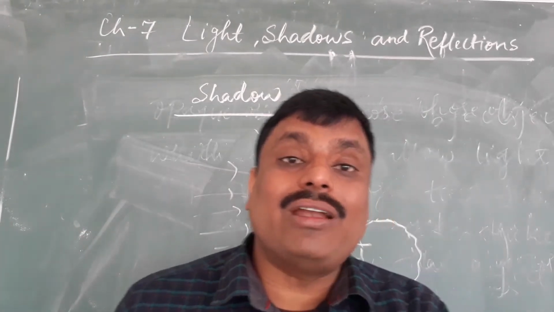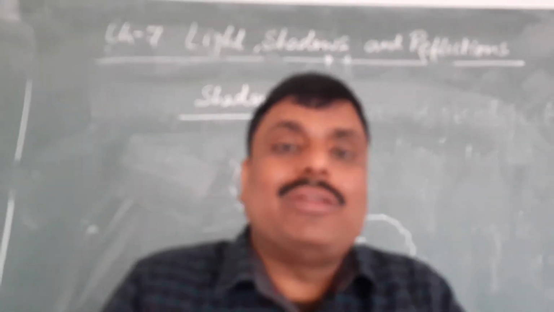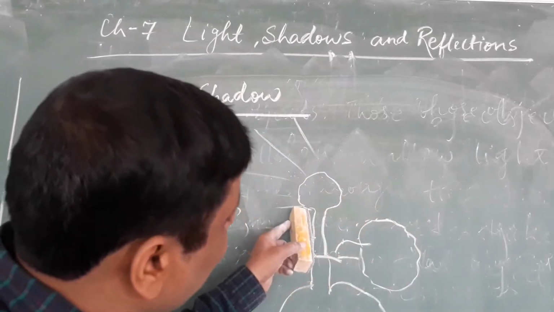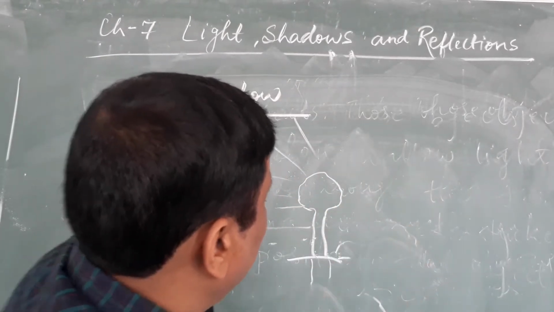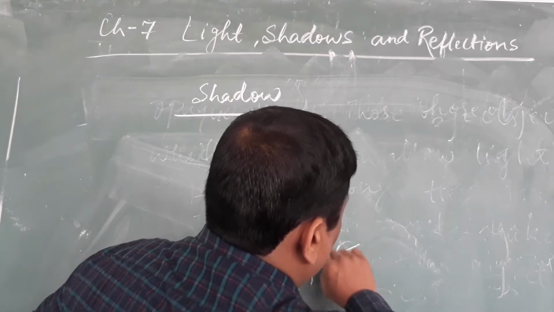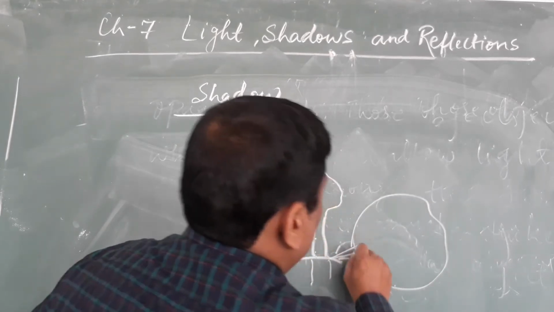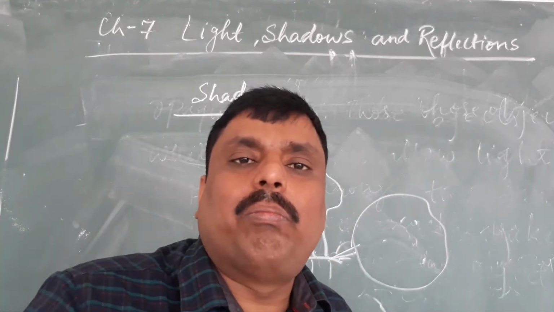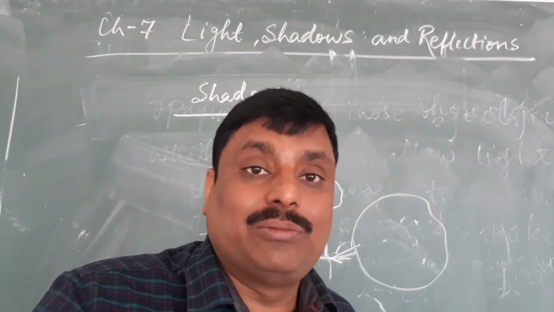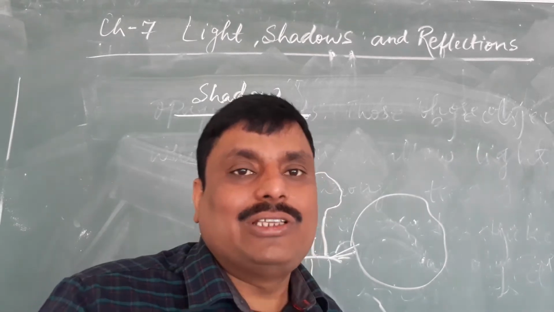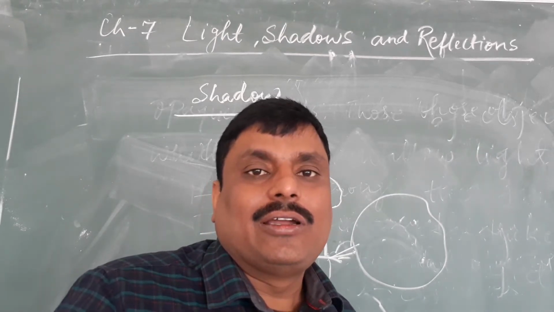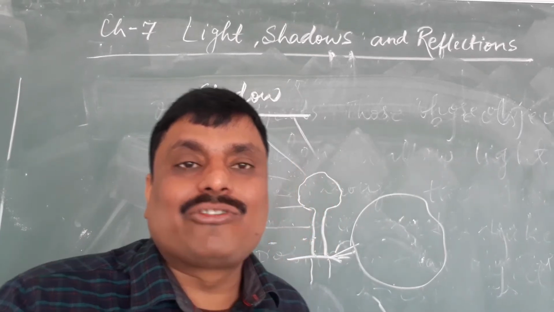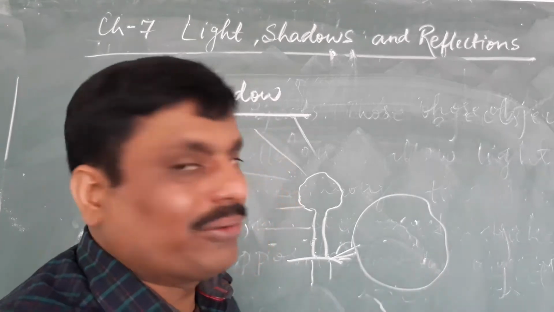So what is the formation of shadow? When any opaque object comes in the path of light and blocks the light, then on the other side of that object, the same black spot appears. The black region created because of an obstacle coming in the path of light is called a shadow.